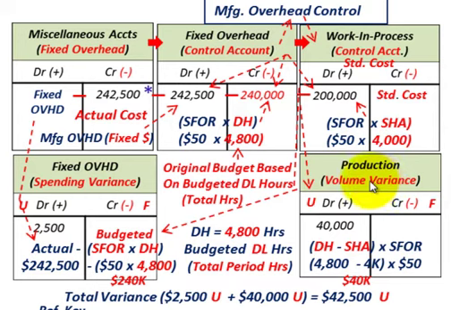So now, our total variance: the $2,500 unfavorable spending variance plus the $40,000 production volume variance equals $42,500.